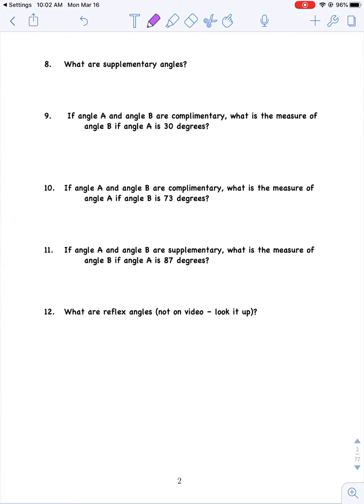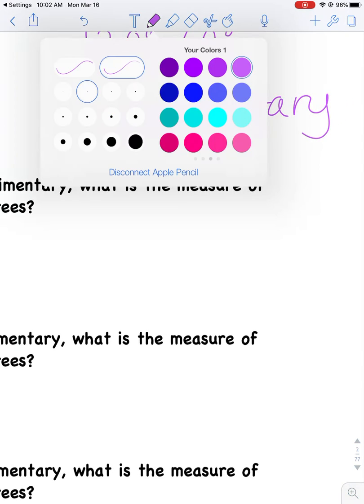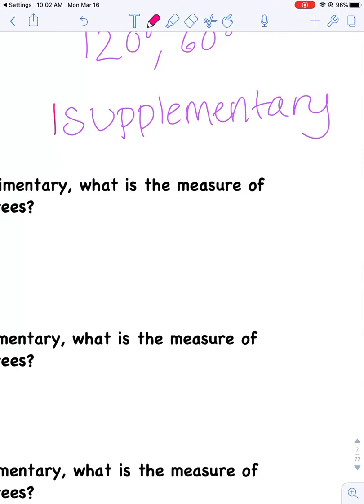All right, next page. What are supplementary angles? These add up to 180. So, for example, you could have 120 degrees and 60 degrees, anything that adds up to 180. The word supplementary can also transform into 180 degrees as a trick for memorizing it. So this one looks like this, 180 degrees. So it's not like a perfect trick, but maybe that'll help some of you remember that.